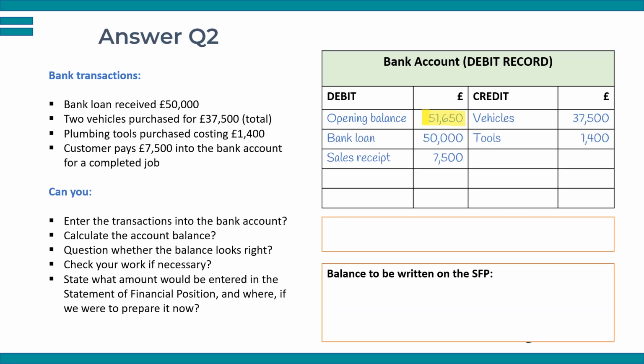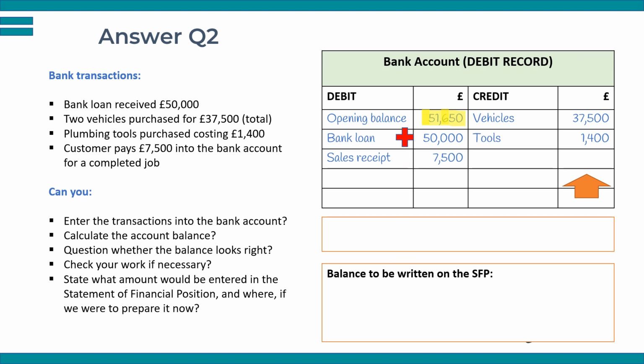The opening balance, the amount held in the bank, is on the debit side of the asset account. Receiving money increases the bank balance, so the loan and the receipt from the customer are also recorded on the debit side. Any payments will reduce the amount in the bank, so the payment for the vehicle and tools are recorded on the credit side.